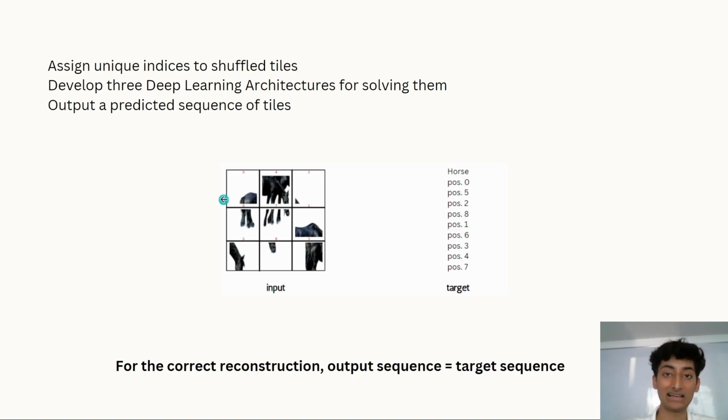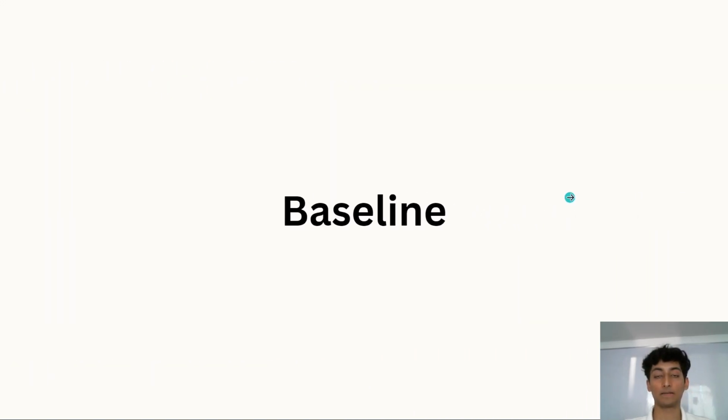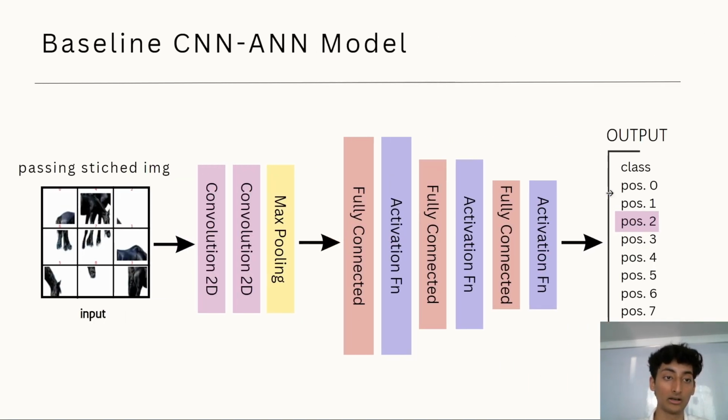So each tile is getting classified into its correct position, or let's say a correct class, and a class is the correct position. This is a basic classification task. So let's think of first principles. What's the first model that comes to our mind when we think of extracting features and then doing a classification problem on top of that? So to assign a baseline, we go here, which is a baseline convolutional neural network ANN model.